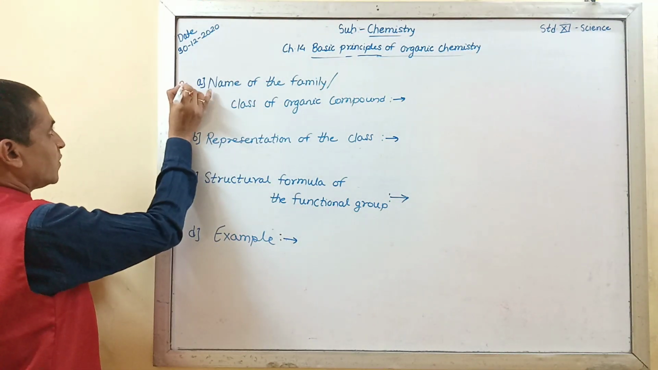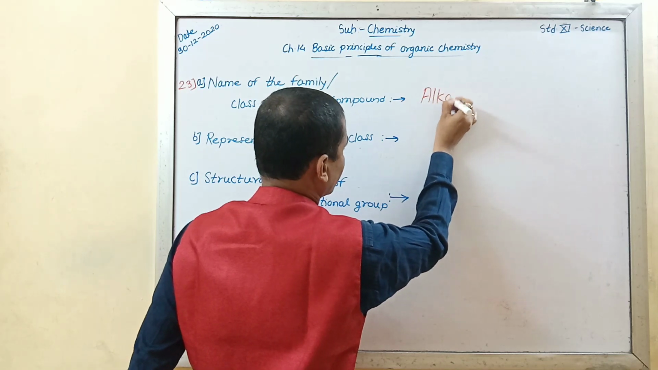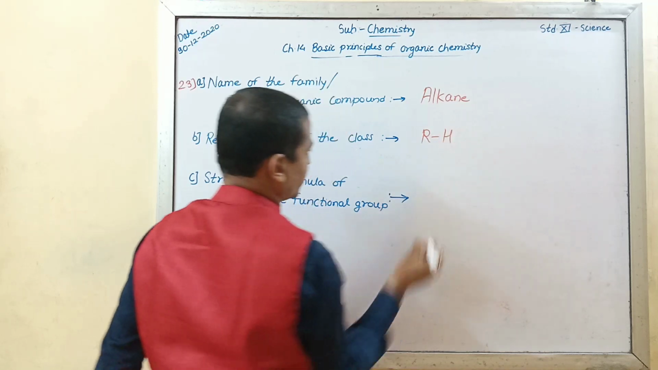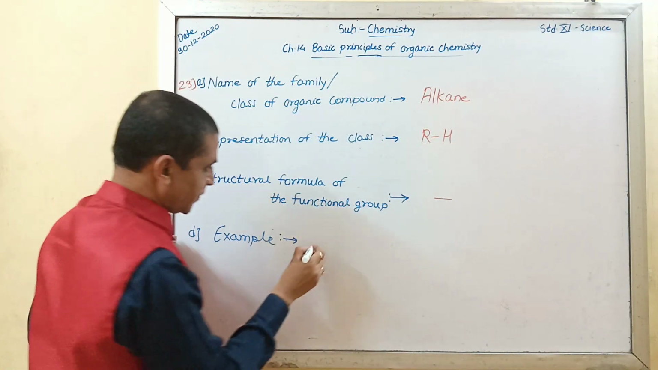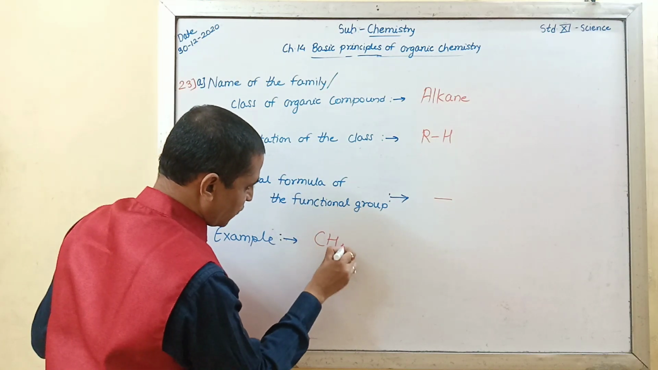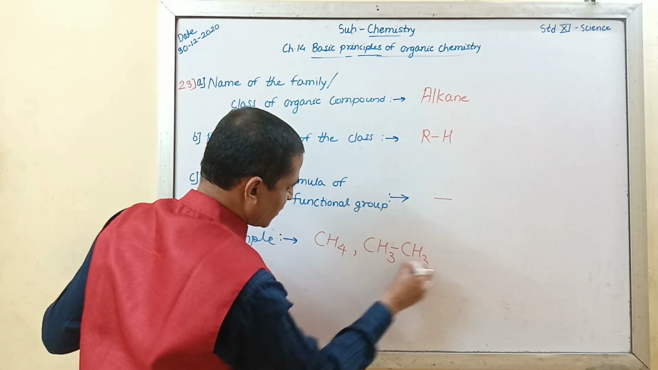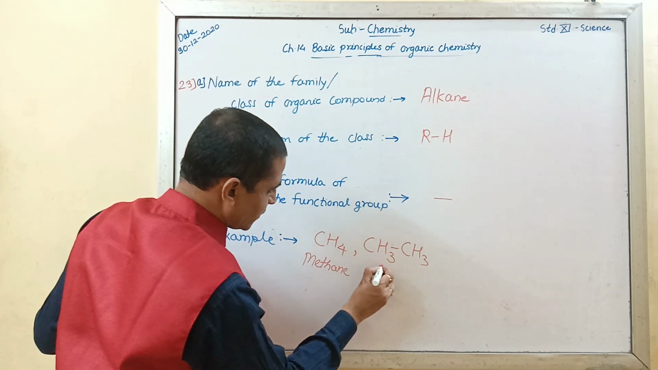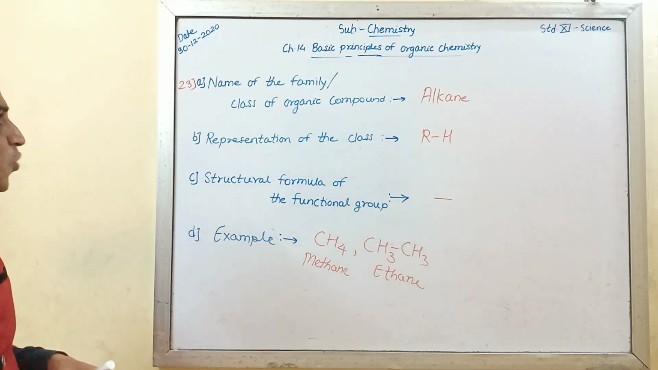Last one is what? Very important, alkane, ANE. It is shown by RH. There is no functional group, so I put a dash. Example, you know, CH4, CH3CH3. CH4 means what? Methane, and this is ethane.